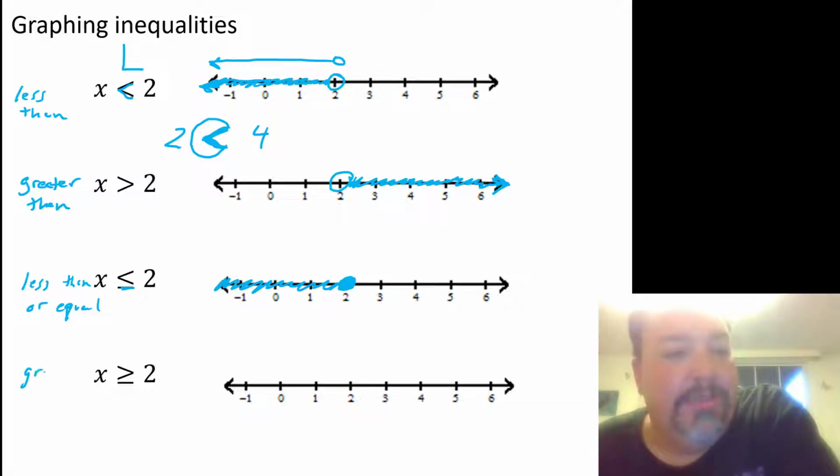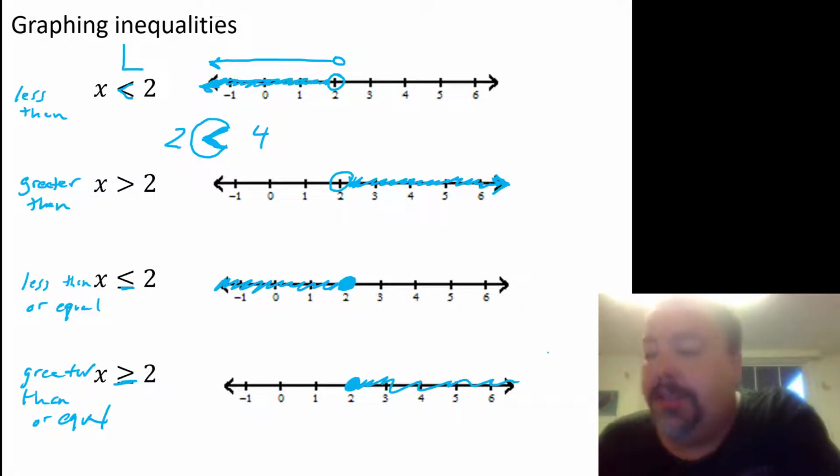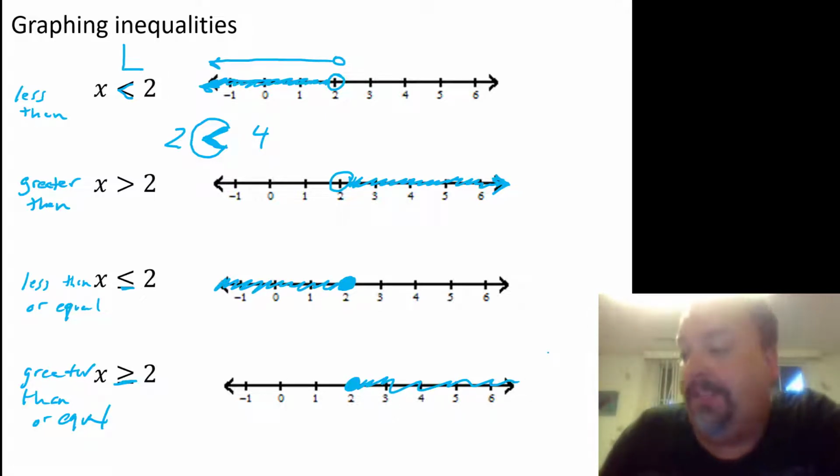And the last one, of course, is greater than or equal to, because again, the line here tells us that we are equal as well. So this one would have a solid circle on the 2 and be shaded to the right. So that's how we graph inequalities.